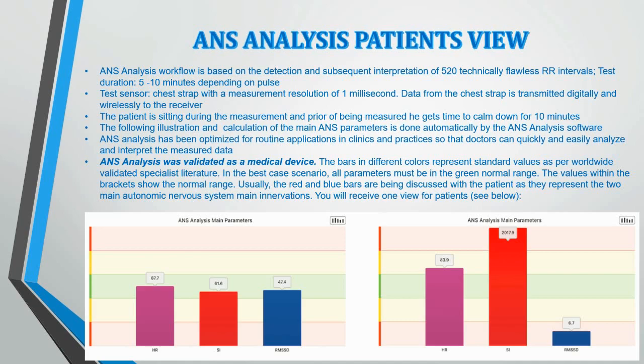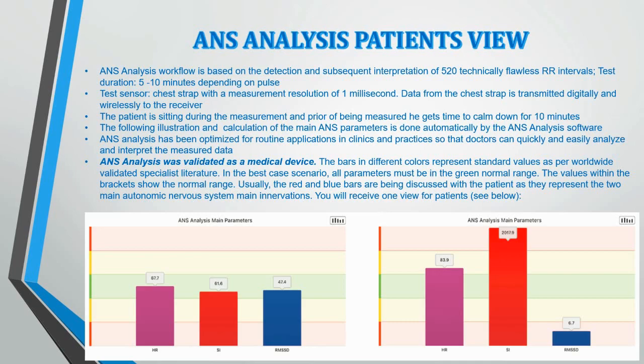ANS analysis workflow is based on the detection and subsequent interpretation of 520 technically flawless RR intervals, so the intervals between the heartbeats, and the test duration is only between 5 and 10 minutes, depending on the pulse of the patient. The test sensor, this is also very convenient, is a chest strap with a measurement resolution of 1 millisecond, so extremely precise, and data from the chest strap is transmitted digitally and wirelessly to the receiver, so no cables to deal with.